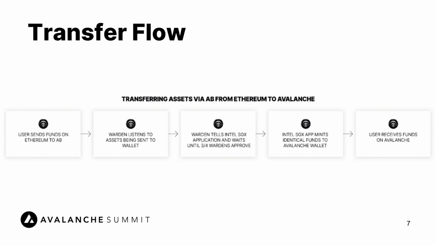And then the wardens all relay into the enclave which transactions are unprocessed. Once 3 or 4 wardens all inform the enclave of the same exact transaction, the SGX app mints the wrapped funds. So there's one wrapped ERC20 token for each native ERC20 on Ethereum that we support. And then once that transaction gets broadcast back out through the wardens, the users have their funds on Avalanche.